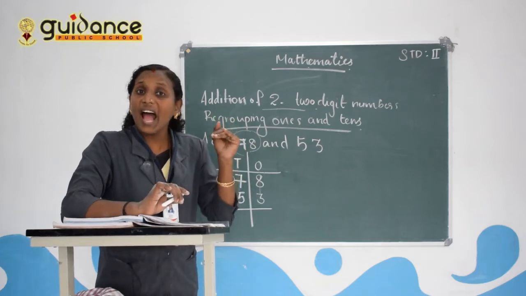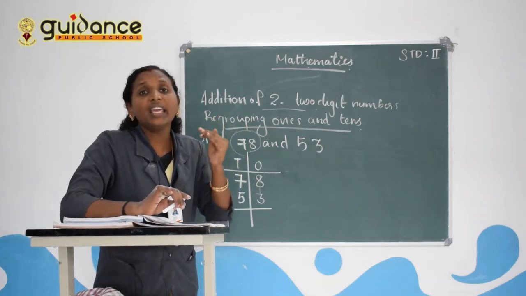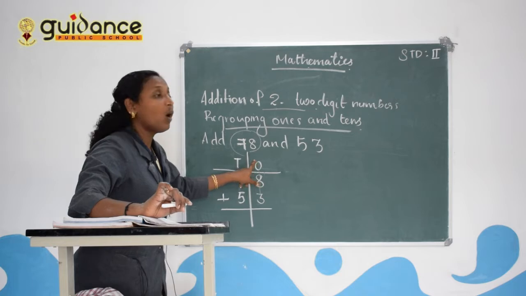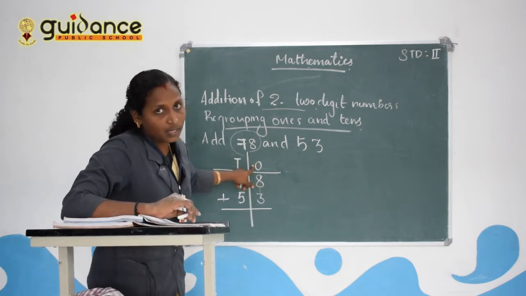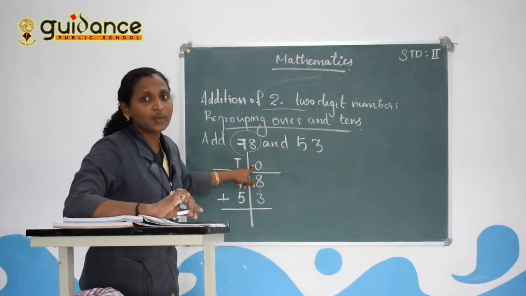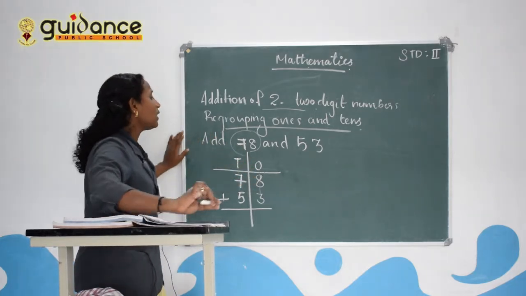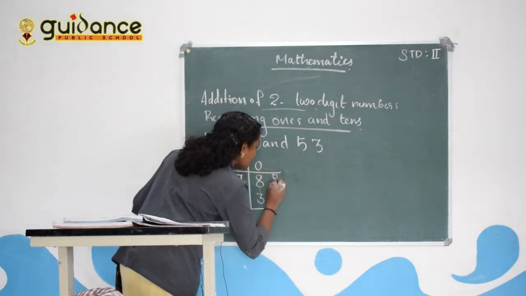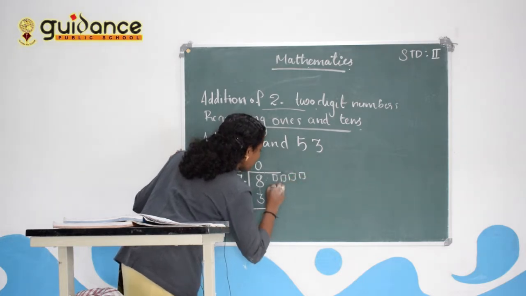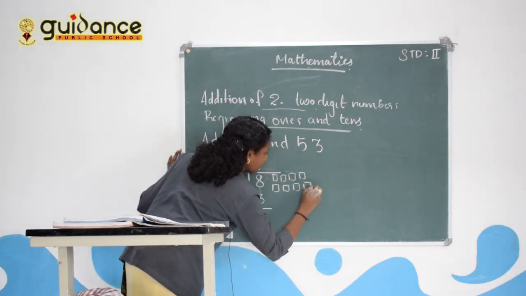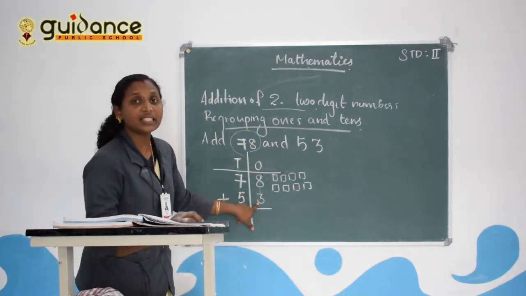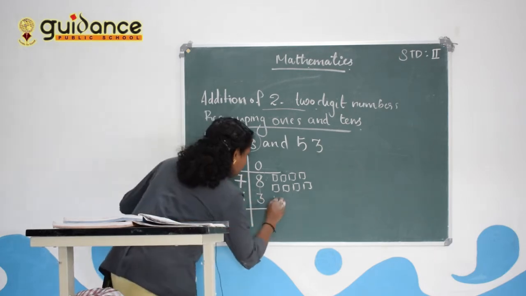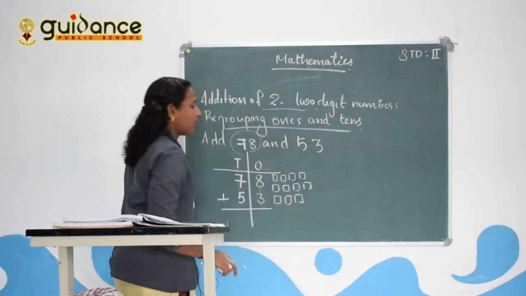The next one: add the ones. We will find the sum, the addition of the two numbers. We will start with the ones place, that means add the ones place. So look at the ones place. It has 8 ones. Look at the next number, 3. That means it has 3 ones. Then draw 3 ones.